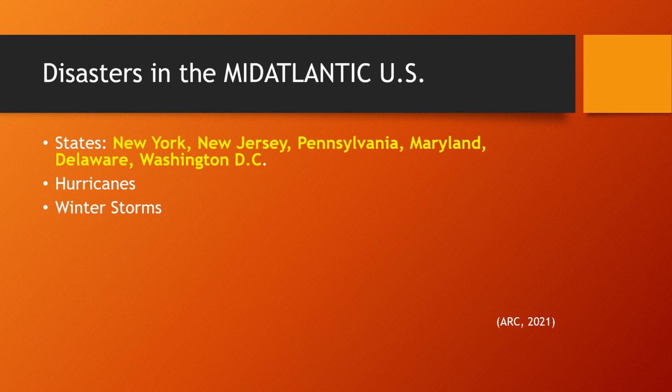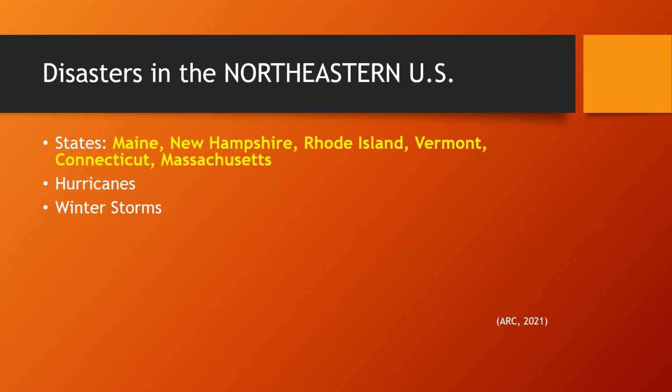The mid-Atlantic U.S. states include New York, New Jersey, Pennsylvania, Maryland, Delaware, and Washington, D.C., and they are prone to hurricanes and winter storms. The northeastern United States include Maine, New Hampshire, Rhode Island, Vermont, Connecticut, and Massachusetts, and they are prone to hurricanes and winter storms.